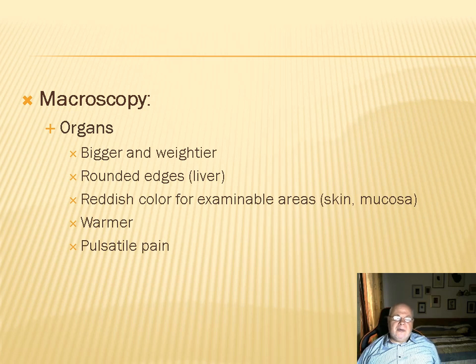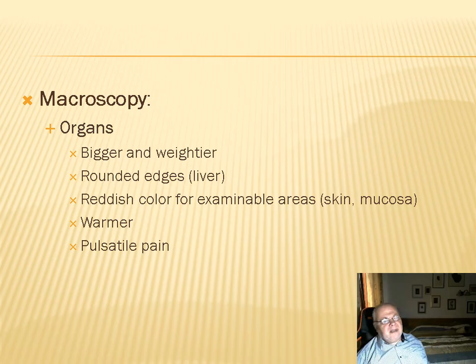Macroscopically, it's easy to imagine that if an organ has more blood than normal, this organ should be bigger and weightier, the weight being higher. If the organ has edges, like the liver, these edges will become rounded, and such an event is possible, for the liver at least, to be palpated by the clinician during clinical examination.